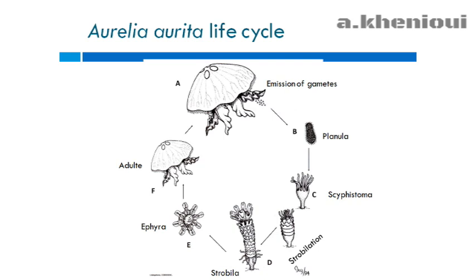This is the life cycle of Aurelia aurita. The larva is called planula, which will settle into a solid substrate and develop into a polyp. The polyp form before strobilation is called scyphostoma, and after strobilation is called strobila. The ephyrae break free and develop into medusa.